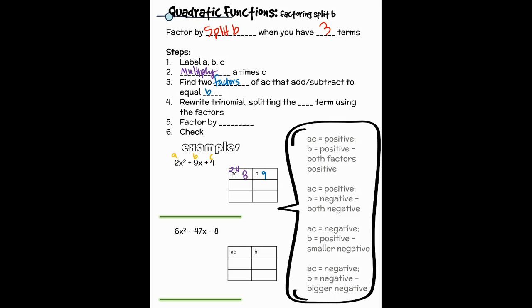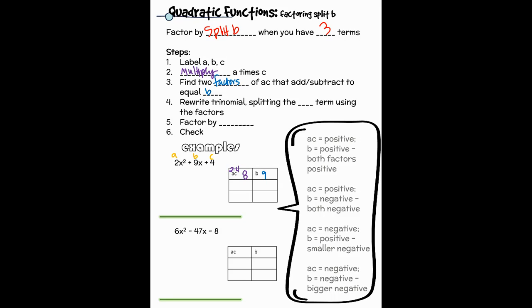So now we're going to list all the factors of 8, and then we're going to see which ones add to 9. So I have this little sidebar here to help us when we get to our negative numbers. But this first one, a times c, is positive, and b is positive. So that means that both of our factors are going to be positive. That's not going to be true when either a times c or b is negative.